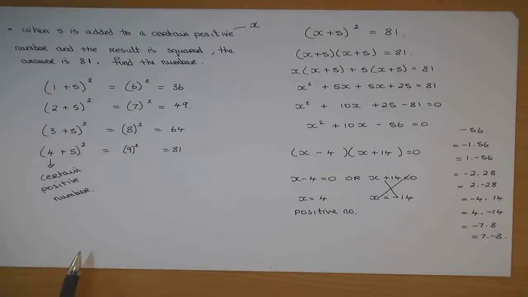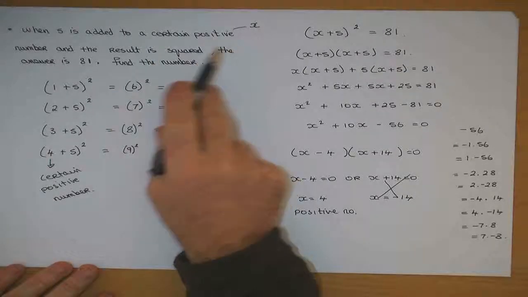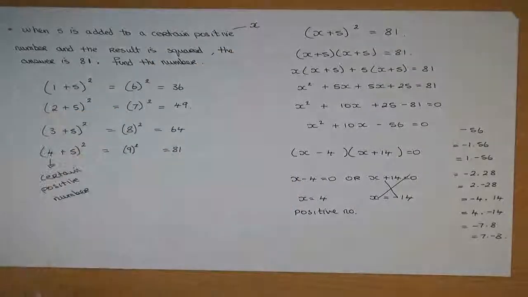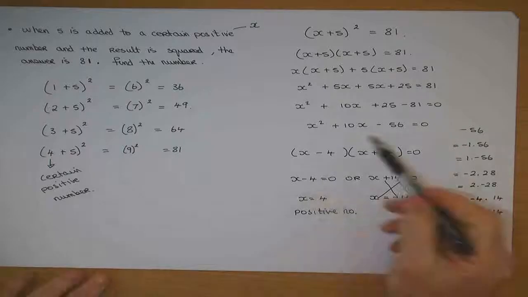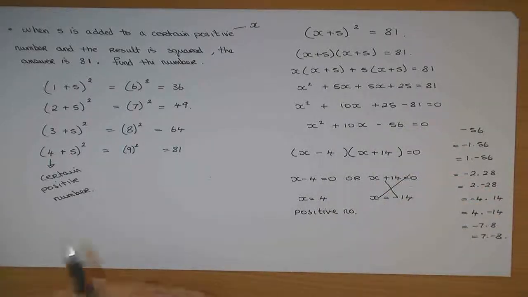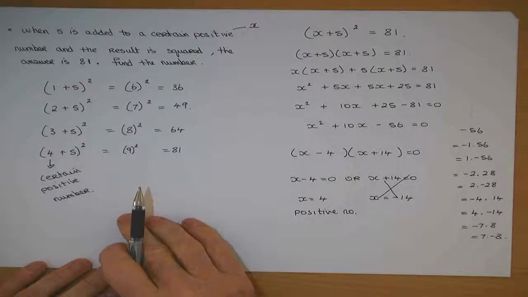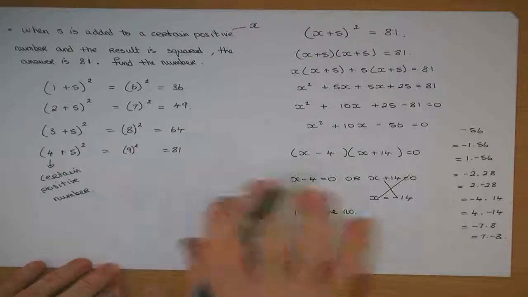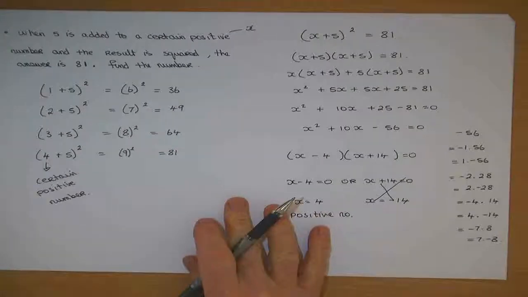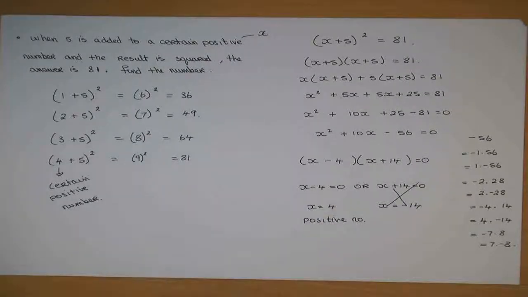Now, what would happen if I said when 5 is added to a certain number and the answer is 70? You'd have ended up here with what formula? The minus b formula. And in that case, we wouldn't have been able to work it out in our head. Whereas in this case, we could. But alright, so we'll have to do some more of these next week.